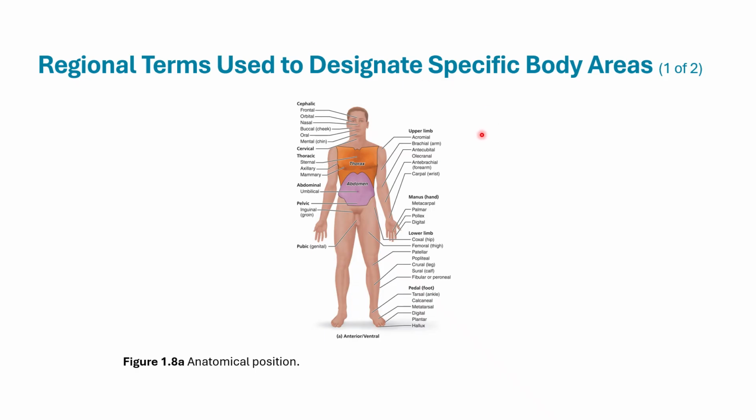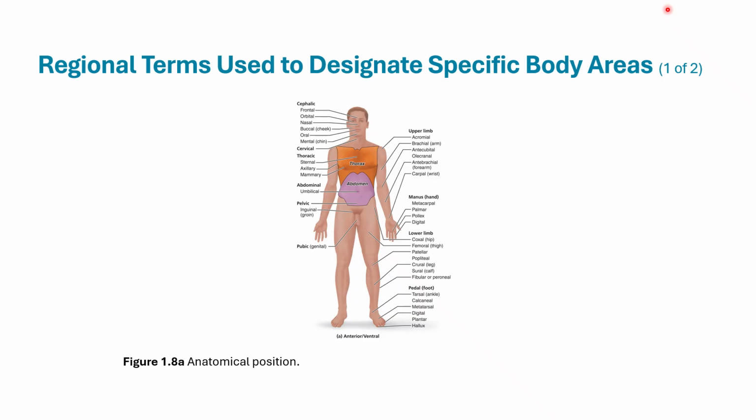Upper limb, this region refers to the arms. The areas in the upper limb region include the acromial, the shoulder, the brachial, which is the arm, antecubital, which is the anterior elbow, the olecranon, which is the posterior elbow, that's your funny bone when you hit it. Antebrachial is the forearm, and the carpal is the wrist.